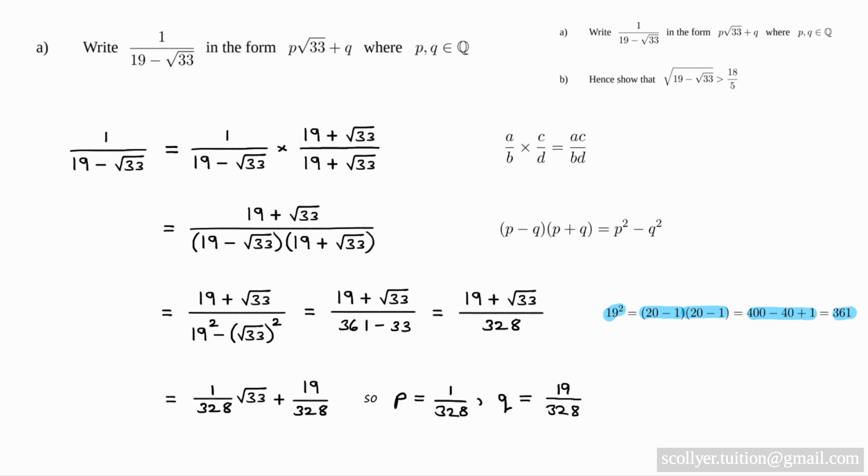And splitting that up into the required form, we see that p equals 1 over 328, q equals 19 over 328.